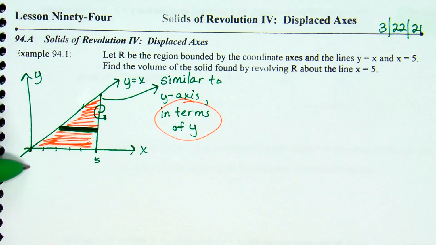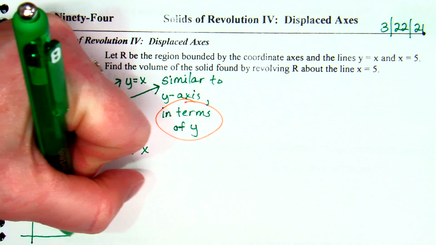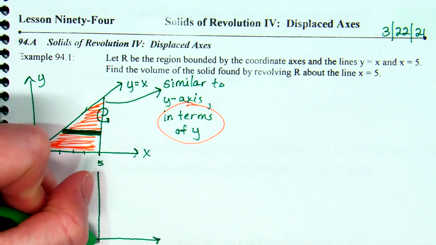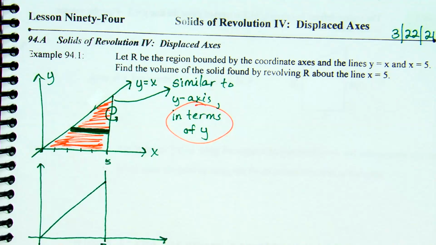Now, I'm going to redraw this picture down below. Because we've got to figure out exactly what works, basically what the differences are. I'm still going to draw my five line in. And we still had this up here, yes? Now, what does this look like when we rotate it?